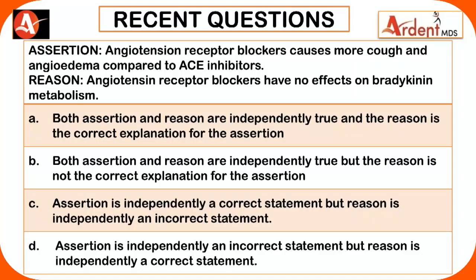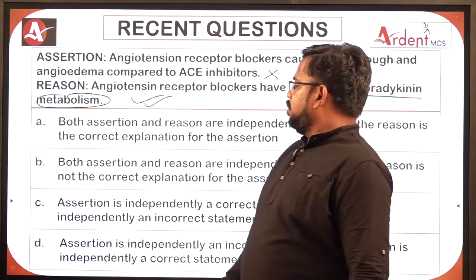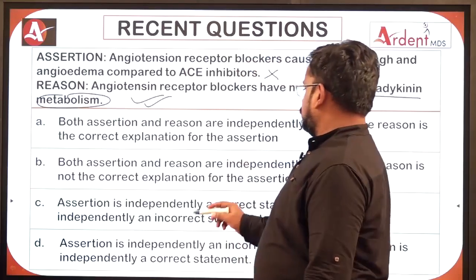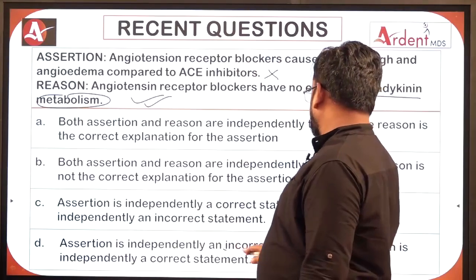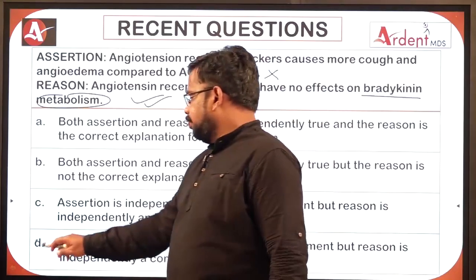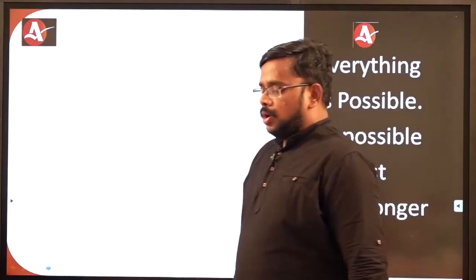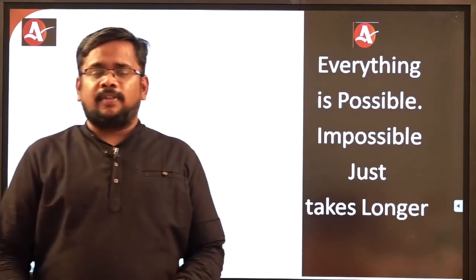Coming to the assertion: angiotensin receptor blockers cause more cough and angioedema compared to ACE inhibitors. Is it right? No. Generally ACE inhibitors produce more cough. Angiotensin receptor blockers produce less cough. So the first statement is wrong. Angiotensin receptor blockers have no effect on bradykinin metabolism. Yes, it is right. So what will be your answer? The assertion is an incorrect statement, but the reason is a correct statement. So the answer is D.